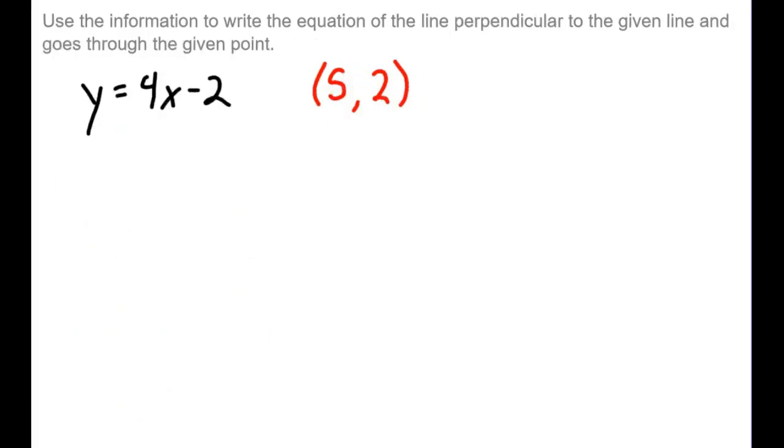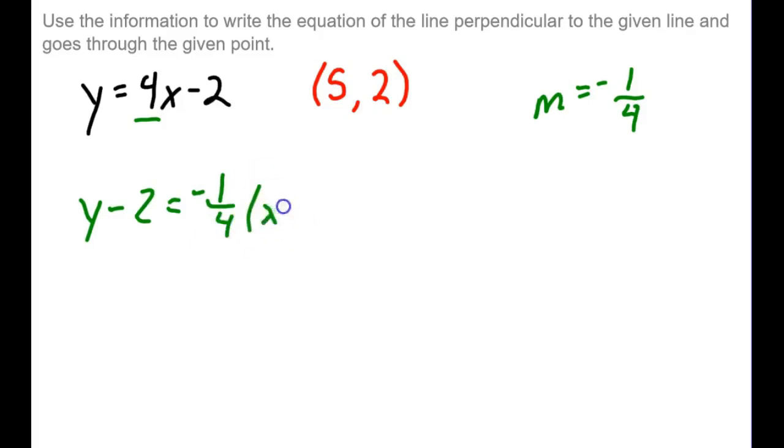Next example, very similar. The only difference is we're going to write the equation of a line perpendicular to the given line and goes through the given point. So we know the slope of our given line is 4. If we're looking for a perpendicular line, perpendicular lines have slopes that are opposite reciprocals. So the value of m in this case, the reciprocal would be 1/4, and the opposite, meaning it would be negative. Now we have the same setup as last time. We can use point slope form. y minus 2 equal to negative 1/4 times the quantity x minus 5.